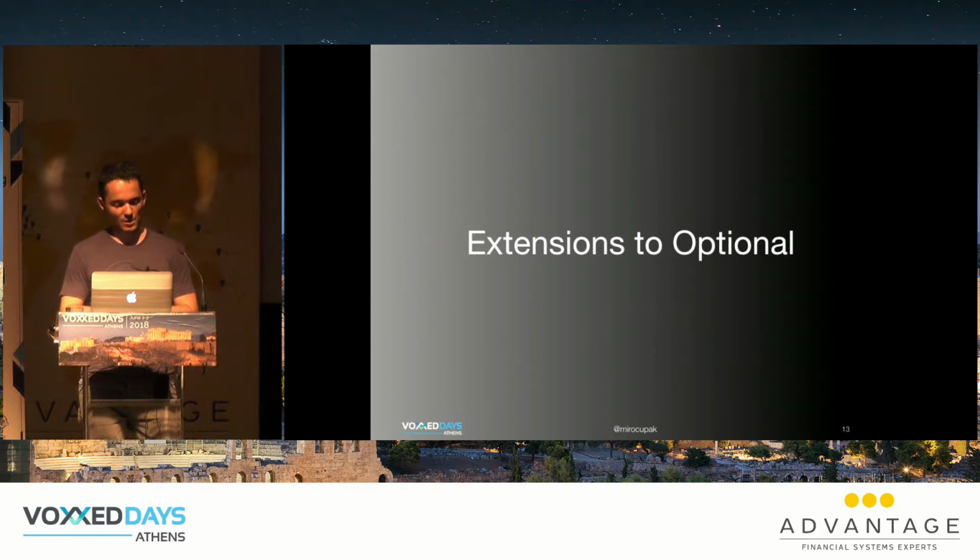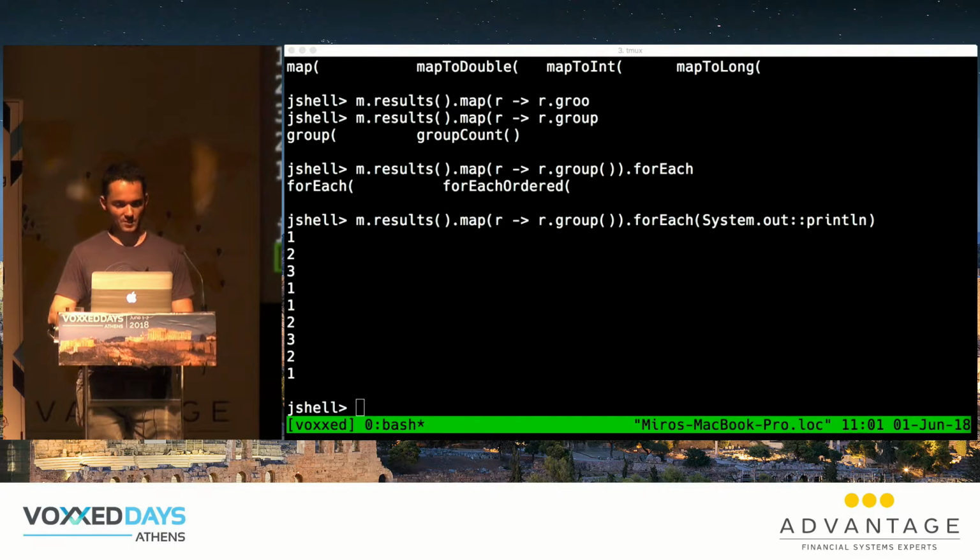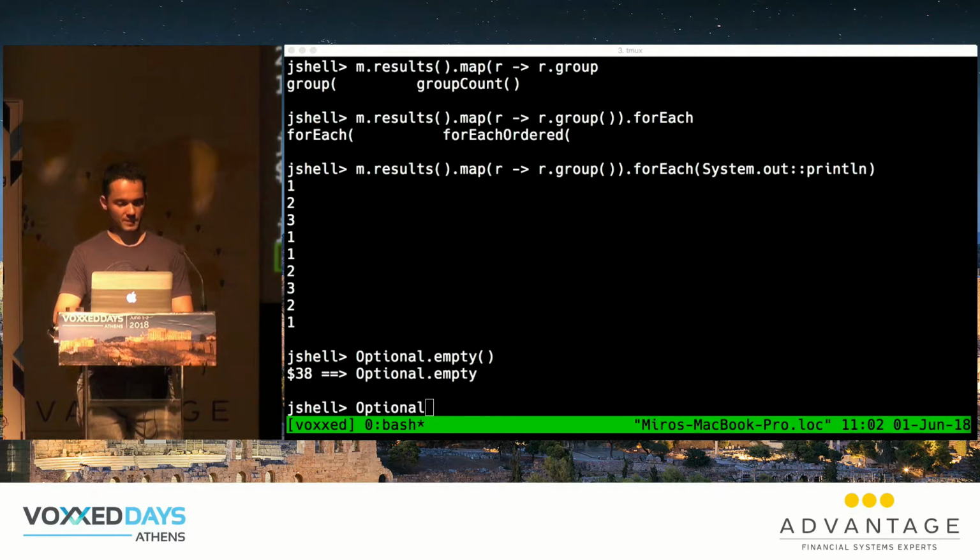So we're getting to extensions to Optional now, and there are a couple of extensions in the Optional API that are actually worth mentioning. So let's take a look at this. Optional is again a feature that was introduced in Java 8. It's basically a container that may or may not contain a non-null value. So it was introduced to reduce the number of places where a null pointer exception can be thrown. The basic API is actually pretty simple. I can create an empty optional, or I can create an optional containing something.